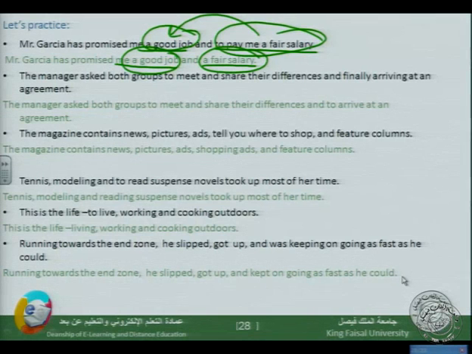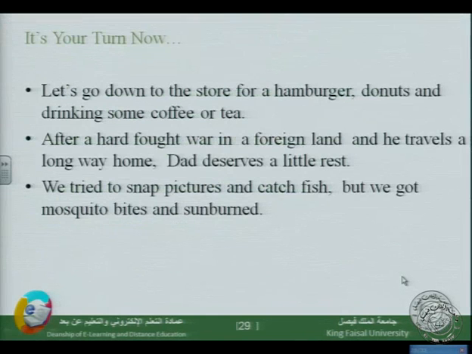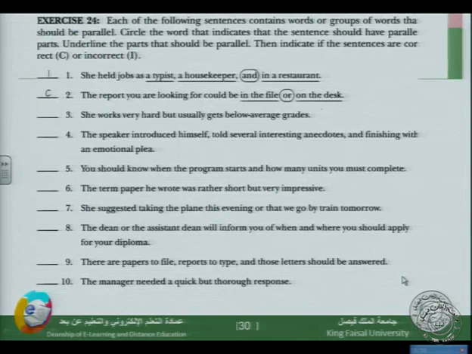So try to study these examples by yourself. Try to see the relations between them and how these coordinating conjunctions link or join together words and words, phrases and phrases, clauses and clauses. Here also we have: each of the following sentences contains a word or a group of words that should be parallel. Circle the word that indicates the sentence should have parallel parts. Underline the parts that should be parallel. Then indicate if the sentences are correct or incorrect.